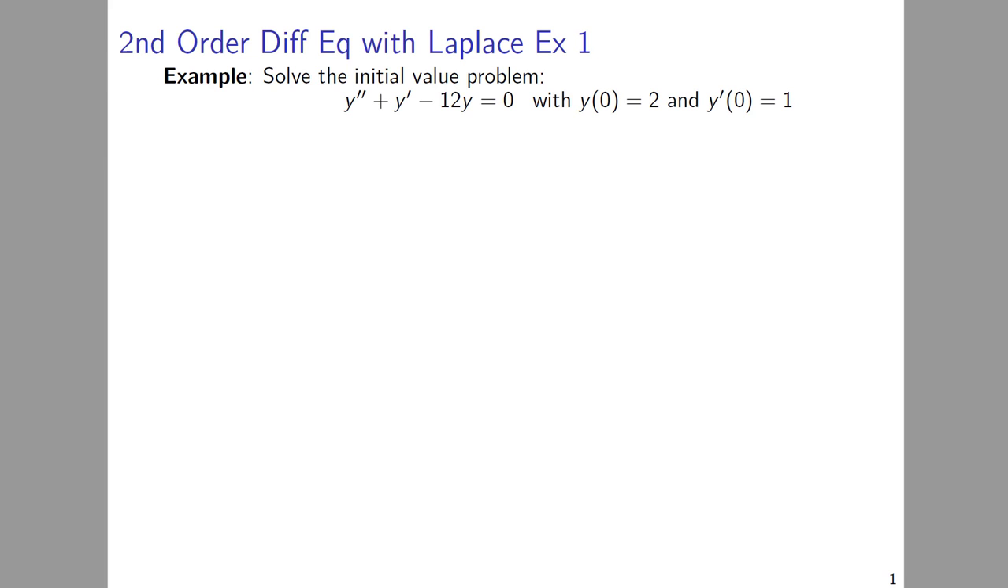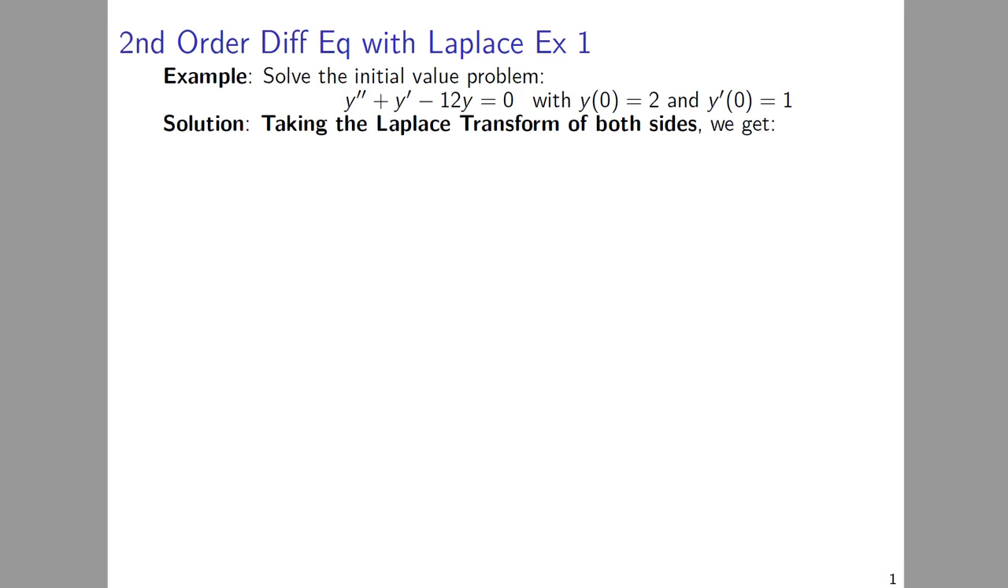In this example, we will solve the initial value problem, y double prime plus y prime minus 12y equals 0, with the initial conditions that y of 0 is 2 and y prime at 0 is 1. We could do this using the methods we learned for solving second-order differential equations with constant coefficients, but here we'll do it using the method of Laplace transforms.